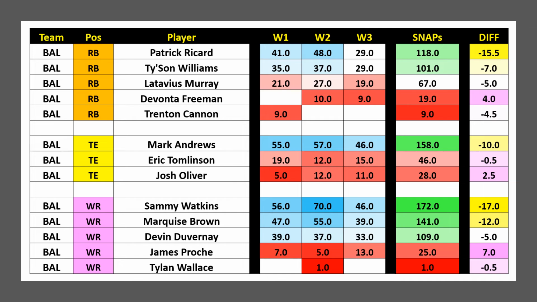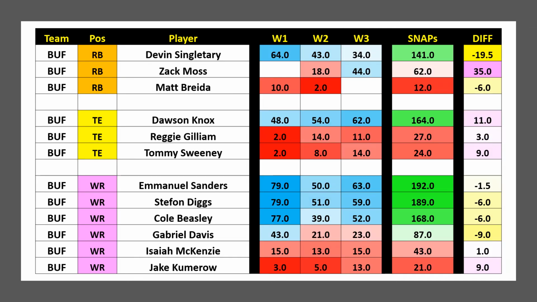Not so good. Nothing here that really jumps out at me. Moss really jumps out. It may be too late to grab him, but if you can, go in. It's going to be a committee, but we're all fighting for running backs here. Knox did go up 11. We'll give you that. And maybe this is a good matchup week. Okay? Just be aware overall.